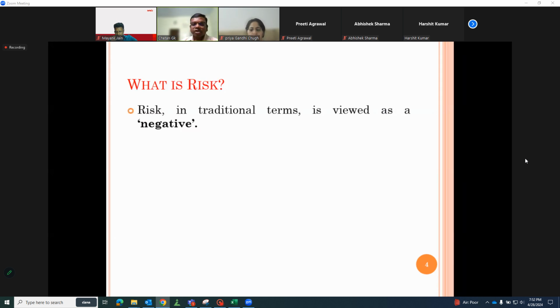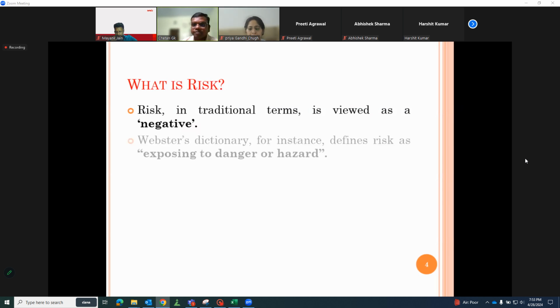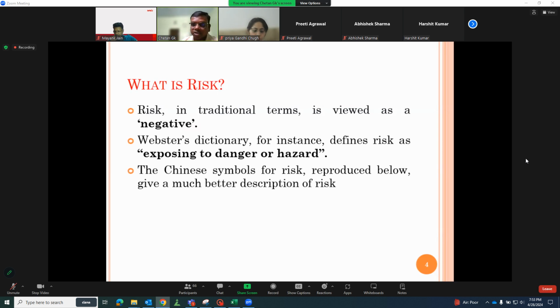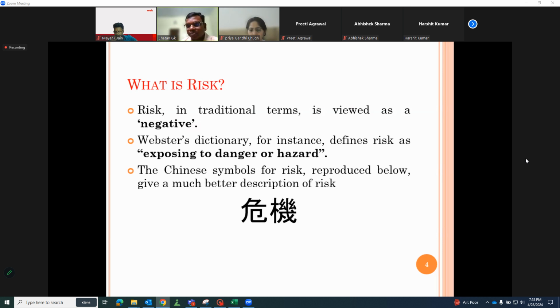So risk, in traditional terms, is viewed in a quite negative way. Webster's dictionary, for instance, defines risk as exposing to dangerous hazard. The Chinese symbol for risk reproduced below gives us a much better description of risk, at least with respect to investments. You will not understand what these symbols are in Chinese.